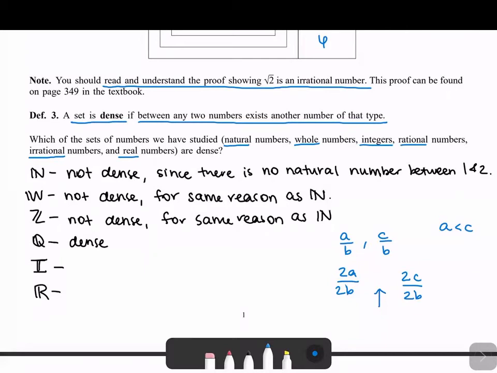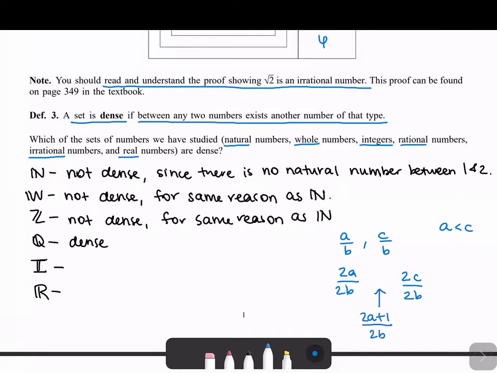2 and 3 double to 4 and 6, and there's a number in the middle. 7 and 8 double to 14 and 16, and there's a number in the middle. So always this number in the middle is going to be (2a+1)/2b. So you can always find a number in the middle because of just the way the numbers work.